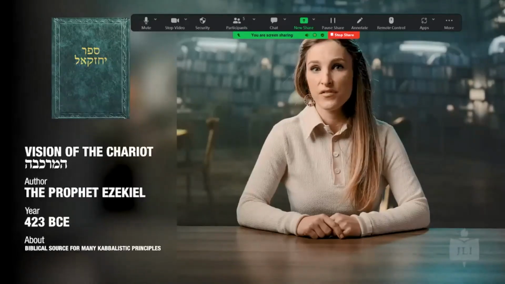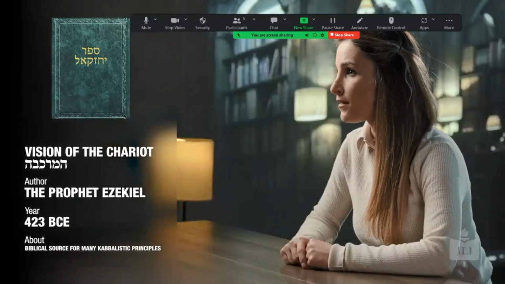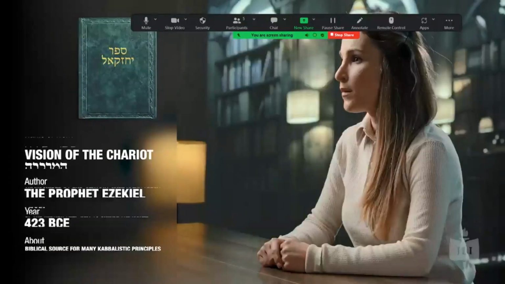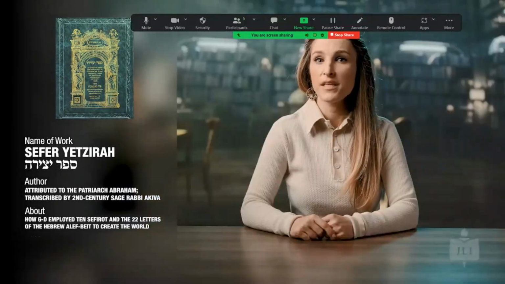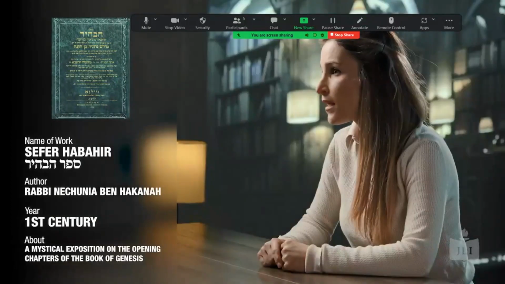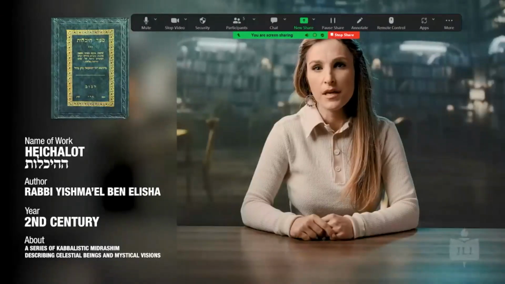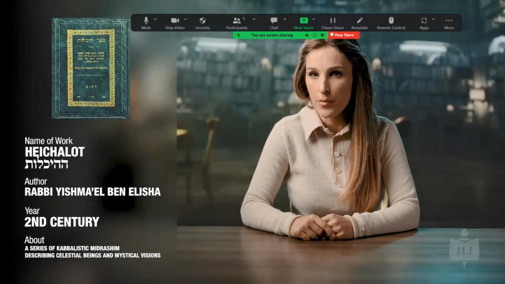The prophet Ezekiel's vision of the divine chariot, Merkava, recorded in the book of Ezekiel, is the biblical source for many Kabbalistic principles and ideas. A number of early Kabbalistic texts were composed in Mishnaic times, in the 1st and 2nd century of the Common Era. These texts, however, are extremely terse and mysterious, their meaning decipherable only to those who were privy to the oral tradition that accompanied them.